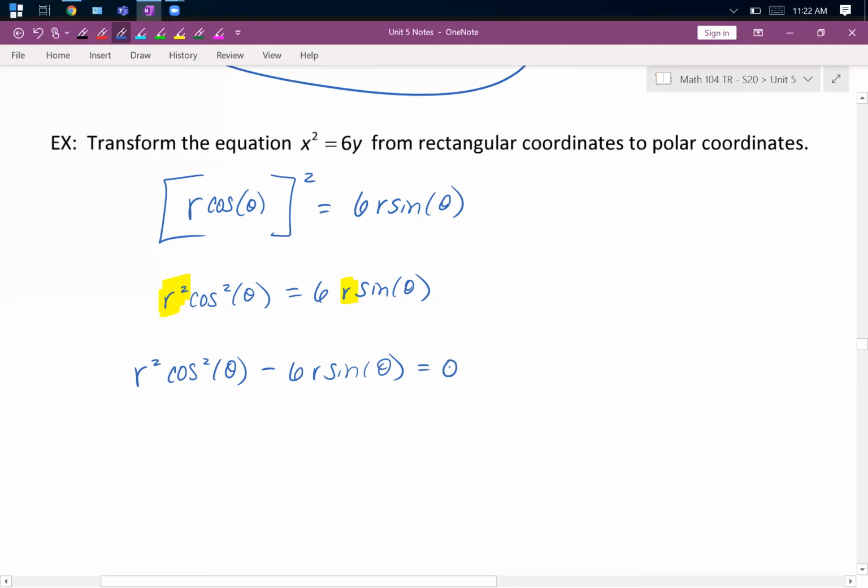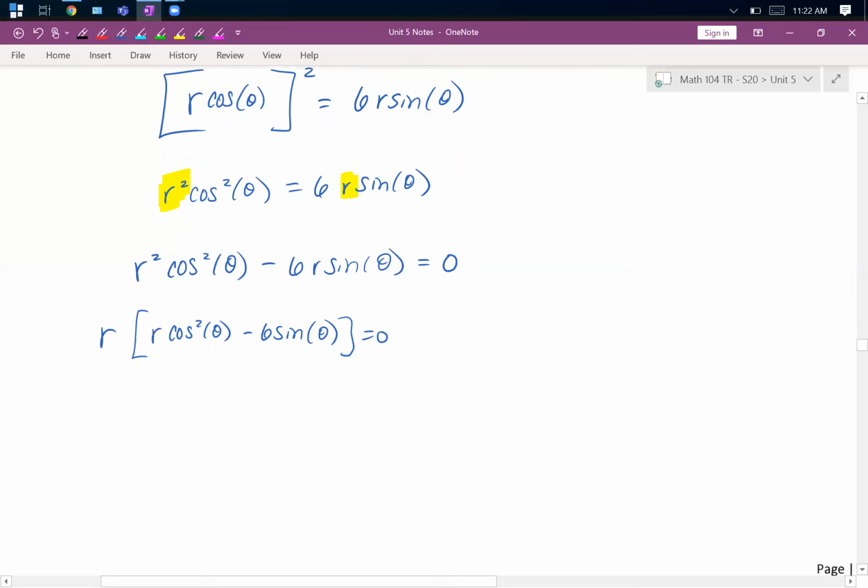Well, I'm going to try to factor it before I feel like I have to do something with the quadratic formula. So I'm going to factor an r out. It's going to leave us with r cosine squared minus 6 sine. And then I can use my zero product property and set each factor equal to 0. We get r equal to 0, and then r cosine squared minus 6 sine equal to 0.